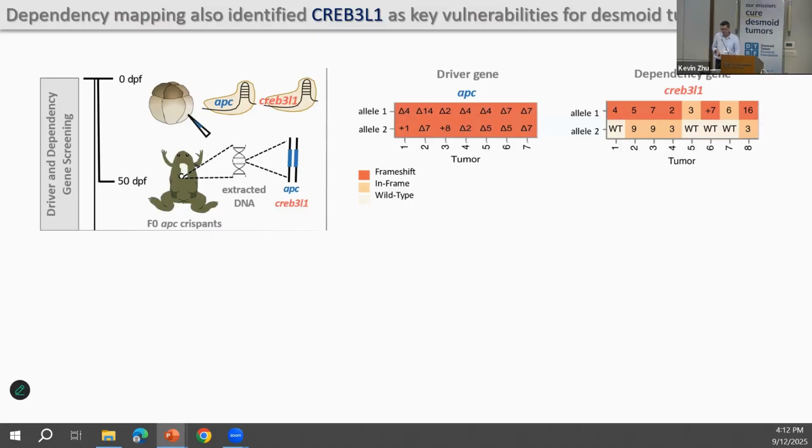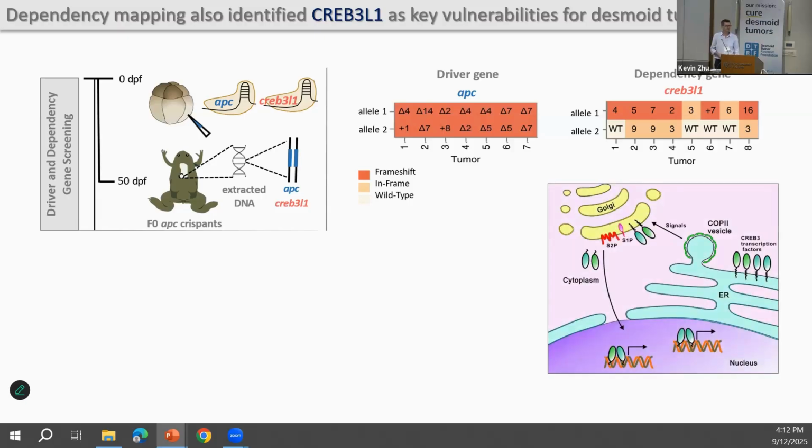Now, in this dependency mapping, we also found another gene, and this was a bit surprising, and that gene was CREB3L1. What is CREB3L1? It is a kind of ATF6-like transcription factor, so these are membrane-linked transcription factors. They are resident in the ER, and the idea is that ER stress induces their translocation to the Golgi, where a protease releases the transcription factor from its membrane anchor. The transcription factor goes to the nucleus and induces genes, and one of the described targets of CREB3L1, also known as Oasis, are actually collagen genes.